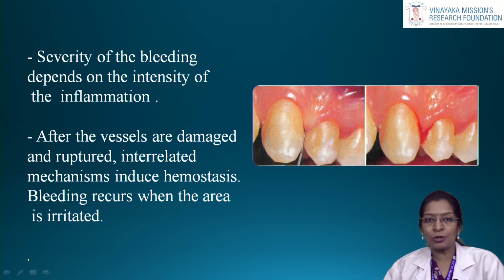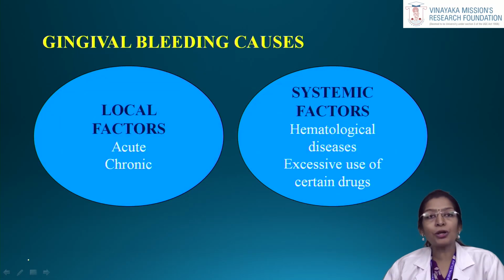And after some time, what happens when the irritation is removed? Naturally, hemostasis occurs and the bleeding is stopped. Bleeding recurs only when the area is irritated again. The severity of the bleeding depends upon the intensity of the inflammation. Now, moving on to the causes of the gingival bleeding. It can be either local factors or systemic factors.